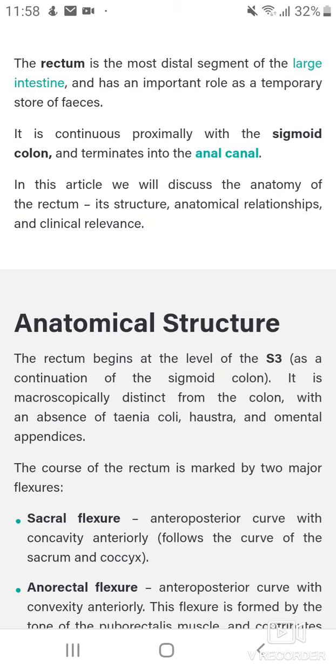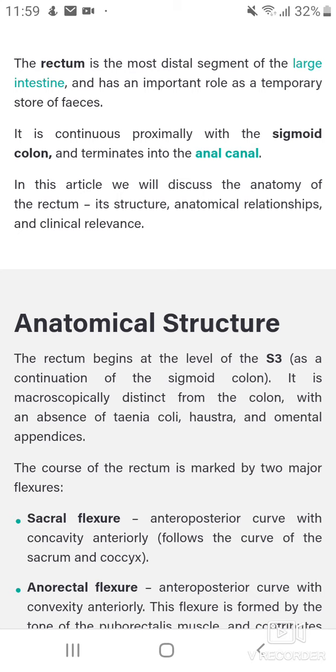In this video, we discuss the rectum. The rectum is the most distal segment of the large intestine and has an important role as a temporary store of feces. It is continuous proximally with the sigmoid colon and terminates into the anal canal. In this article, we will discuss the anatomy of the rectum, structure, anatomical positions, relationships, and the clinical relevance.